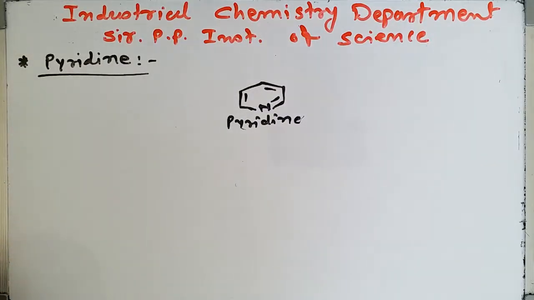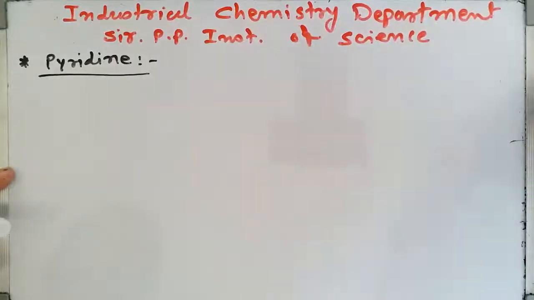Alkyl pyridines occur along with pyridine in coal tar and bone oil. There are methylpyridines: picoline, lutidine, and 2,4,6-trimethylpyridine. Alkyl pyridines have 3 different forms. This structure is not useful, so I rub it out and we write alpha, beta, and gamma picoline.